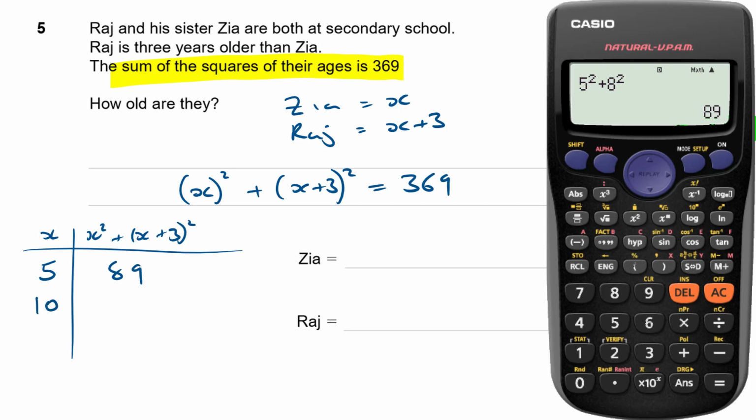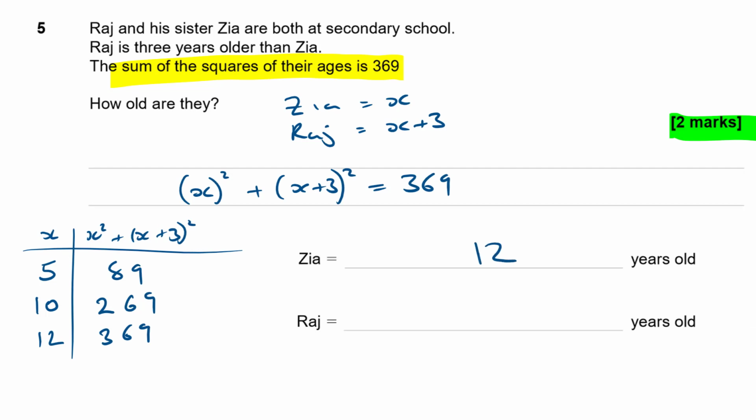Let's try a bigger value of x. Let's try 10. What's 10 squared plus 13 squared? Getting warmer. That's 269, 100 short. So let's go a little bit bigger. Should we go for 12? Let's try 12. What's 12 squared plus 15 squared? 369. Excellent. Okay, so x is 12, then 12 squared is 144, and 15 squared added to it is going to give me 369, which means that Zia must be 12 years old, and Raj is 3 years older than her, must be 15 years.